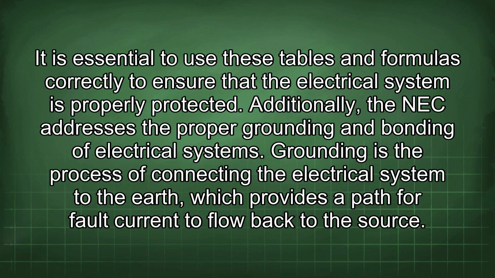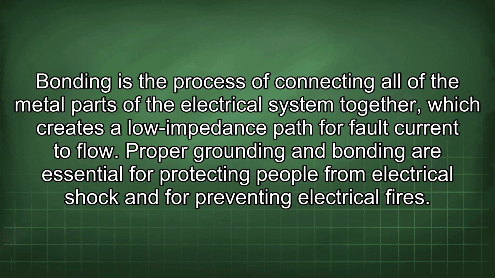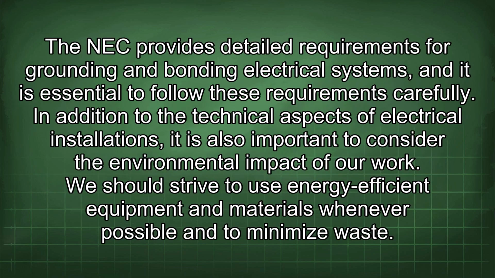Additionally, the NEC addresses the proper grounding and bonding of electrical systems. Grounding is the process of connecting the electrical system to the earth, which provides a path for fault current to flow back to the source. Bonding is the process of connecting all of the metal parts of the electrical system together, which creates a low impedance path for fault current to flow. Proper grounding and bonding are essential for protecting people from electrical shock and for preventing electrical fires. The NEC provides detailed requirements for grounding and bonding electrical systems, and it is essential to follow these requirements carefully.